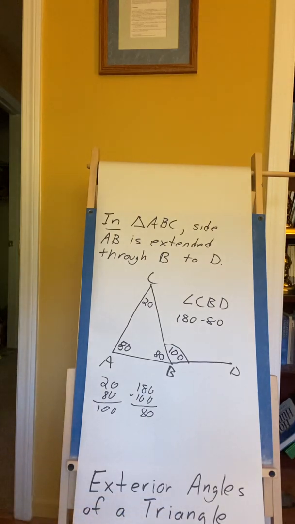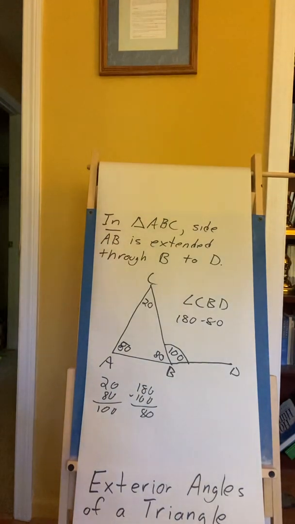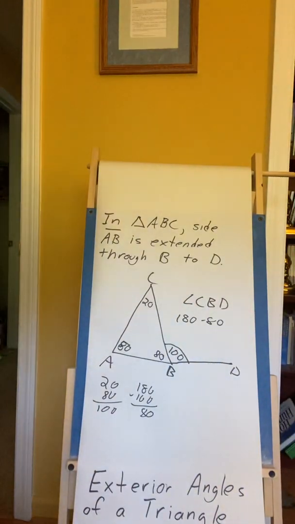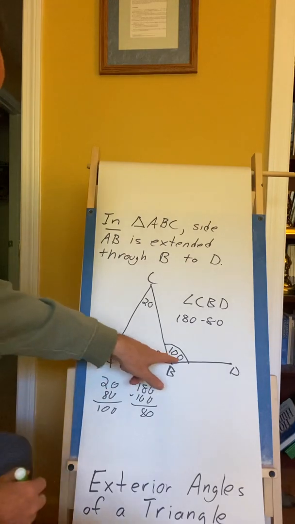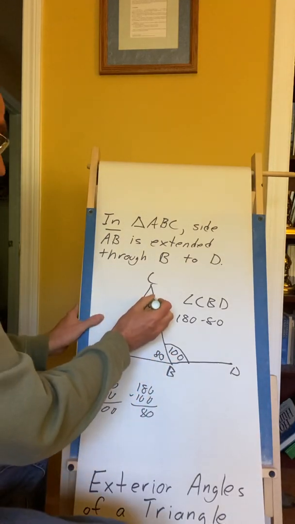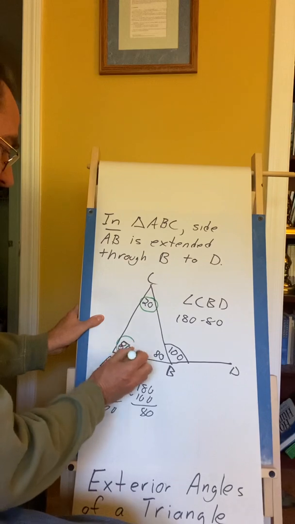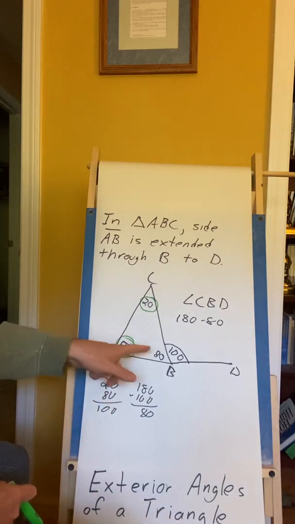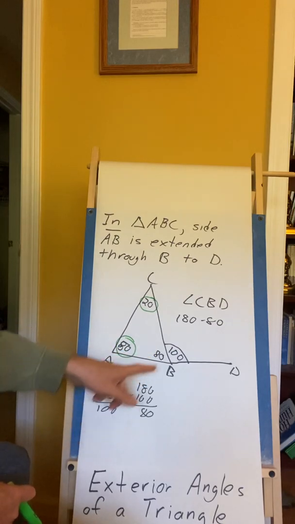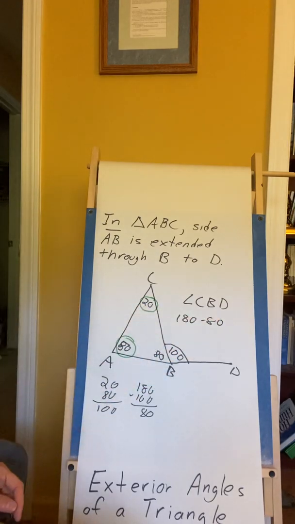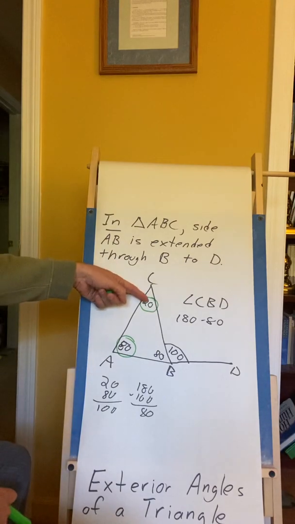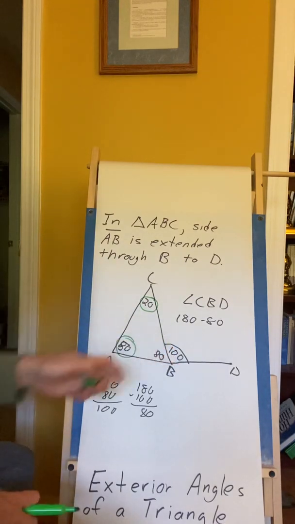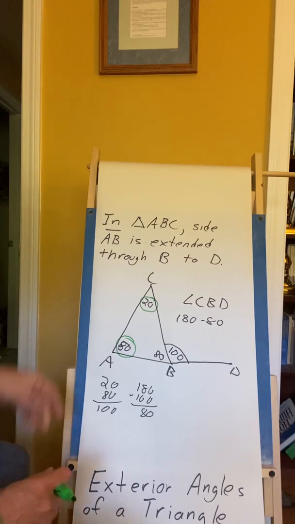There is a shortcut to find the exterior angle. And I'm going to show that to you right now. This angle right here, the one on the outside, is equal to this one plus this one. So we didn't have to go through all those steps to find the 80 and then find the 100. The shortcut is just take the 20 and the 80 and add them up and you get 100. And that's always going to be true.